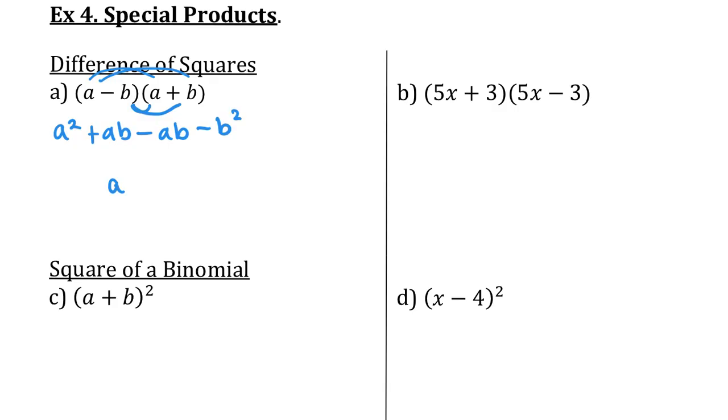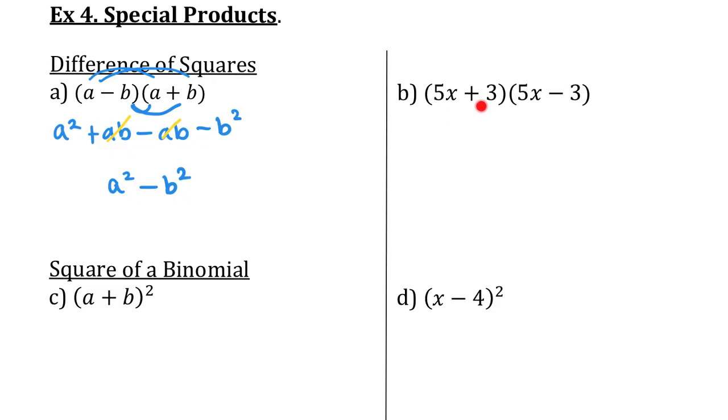Okay, a squared, the ab and the minus ab cancel. Minus b squared. So this is called a difference of squares because I get a squared, difference is minus b squared. So if it's of this format, a minus b times a plus b, your answer is always going to look like this. So you could sometimes skip a step in order to get that answer.